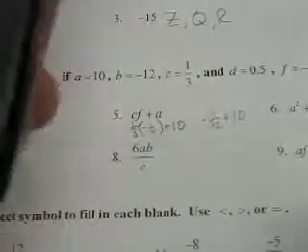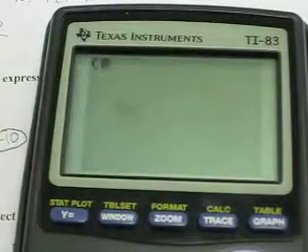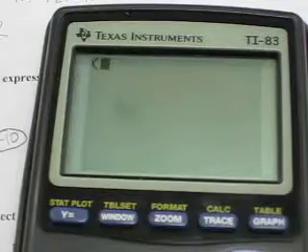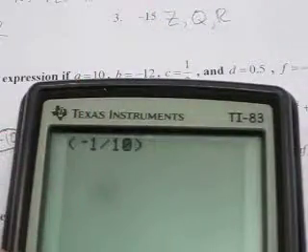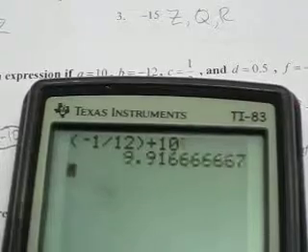So if we wanted to add negative 1/12 plus 10 in the calculator, I'm going to do parentheses. Remember, always put parentheses around our fractions. Negative 1/12 plus 10. When I hit enter, I get a decimal.